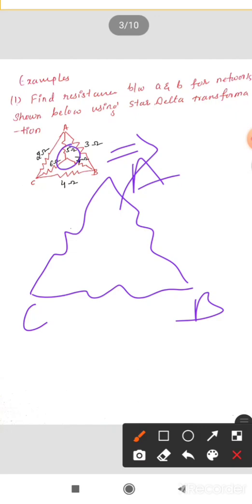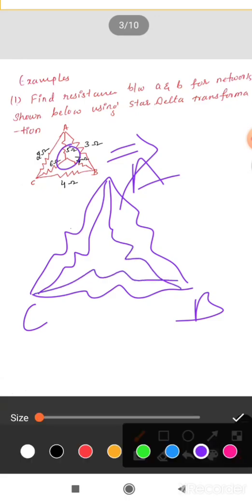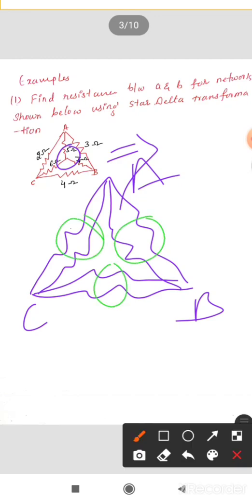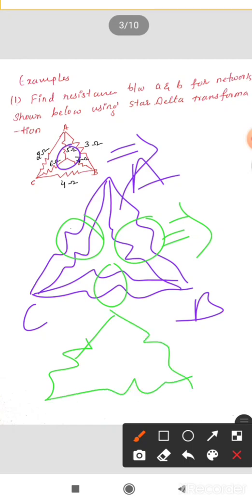If we convert that, we will get a delta connection like this. Then these two resistances, these two resistances and these two resistances are in parallel. So can we get its equivalent as a simple network, that is a simple delta connection, correct? You have to mention their names as A, B and C.